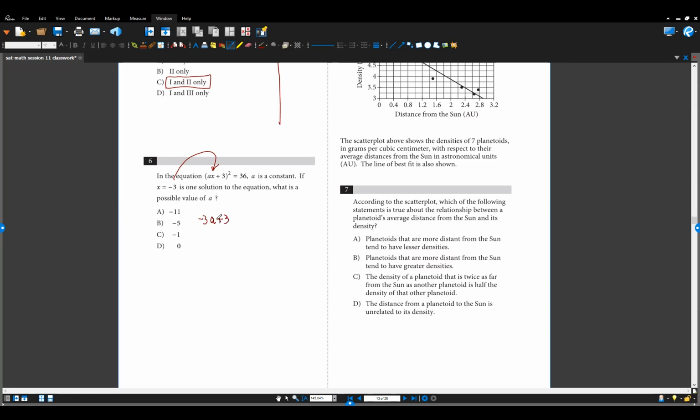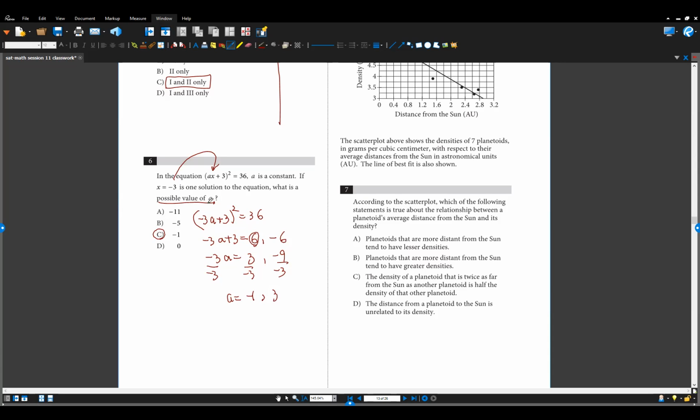-3a plus 3, squared. You can expand, or this is already a square: -3a plus 3 equals 6 or -6, so you can solve this way too. So -3a, with the -3 over here, that is 3 minus 3a equals 6 or -6, so -3a is -9 or 3. You can divide by -3. a equals 3 or -1, right? We have one solution over here, a possible value of a.